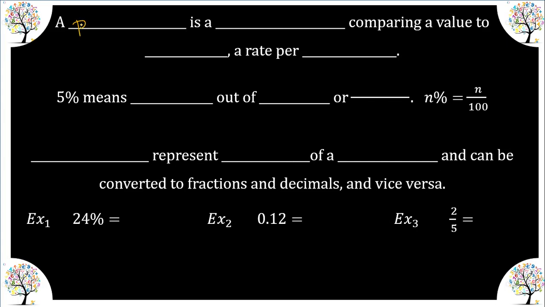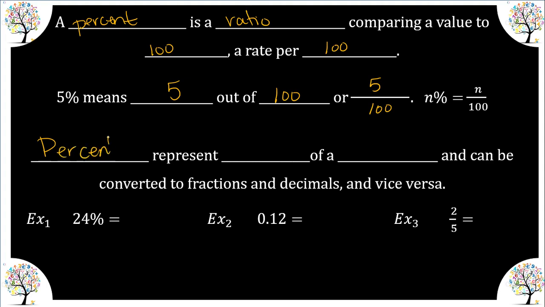So a percent is a ratio comparing a value to 100, a rate per 100. 5% means 5 out of 100 or 5 over 100. So 5% is the 5 over 100. So whatever your percent is, you can write it as a ratio, that number over 100. So this symbol indicates per 100.